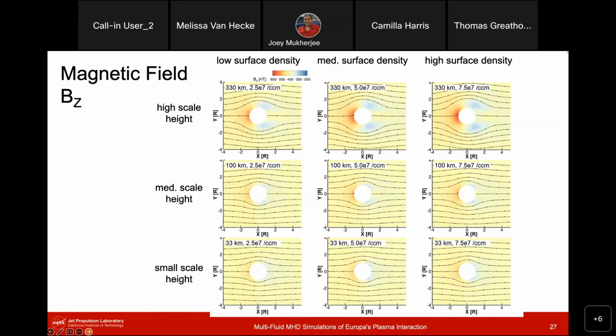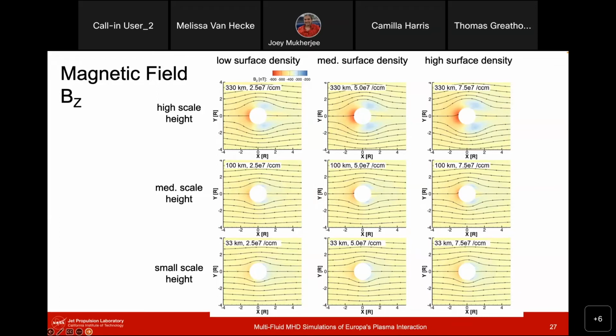So again, this is what the magnetic fields look like in those different simulations. The color is showing the Z component of the magnetic field, the component which is directed southward into the plane. And the lines are showing the flow of the ambient plasma of the magnetosphere. You can see that in these simulations with high scale height, the plasma has been diverted really far away from the surface. But as you decrease the scale height, that diversion is less efficient.